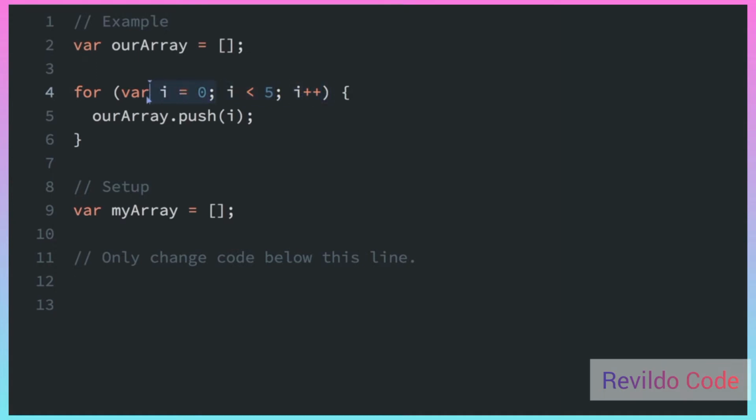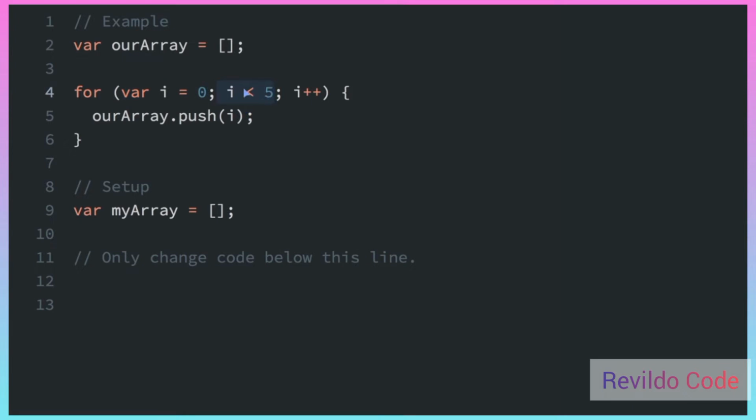The initialization happens before any of the code inside the loop runs. So we will start by initializing i to equal 0. This is what most for loops start with: a variable that you're going to initialize for the for loop. Then the next thing is the condition.